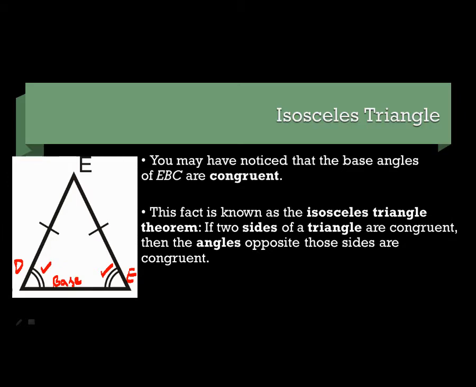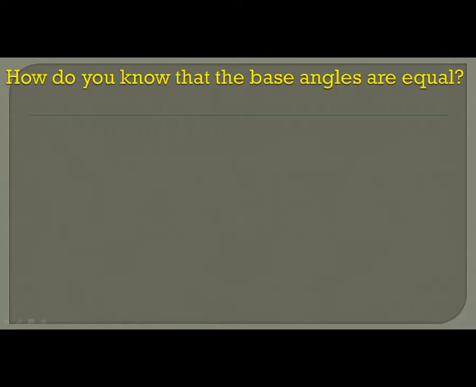This fact is known as the isosceles triangle theorem. If two sides of a triangle are congruent, then the angles opposite to those sides are congruent. Don't forget, we know that these two sides are equal, they are marked. So opposite to this side and opposite to this side, these angles are equal.